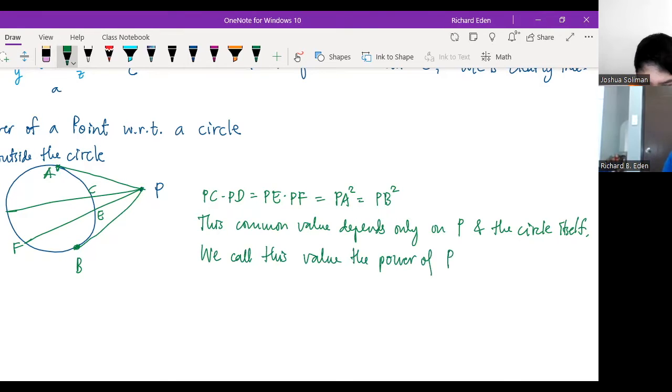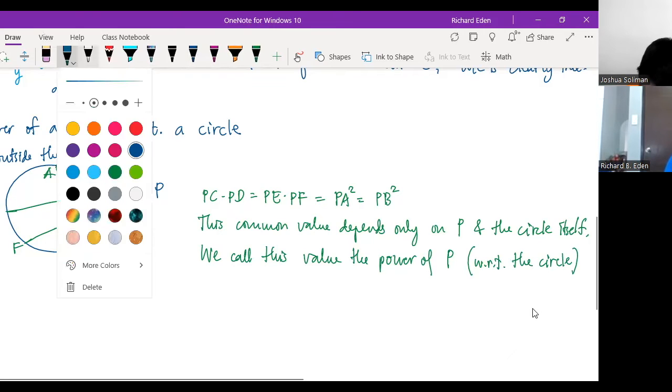The power of P. If there's only one circle, then the term power of P is sufficient. But sometimes there might be more than one circle. So to be specific, this is the power of P relative to that particular circle. If there was another circle, the power of P would be something else. So the power of P with respect to the circle.